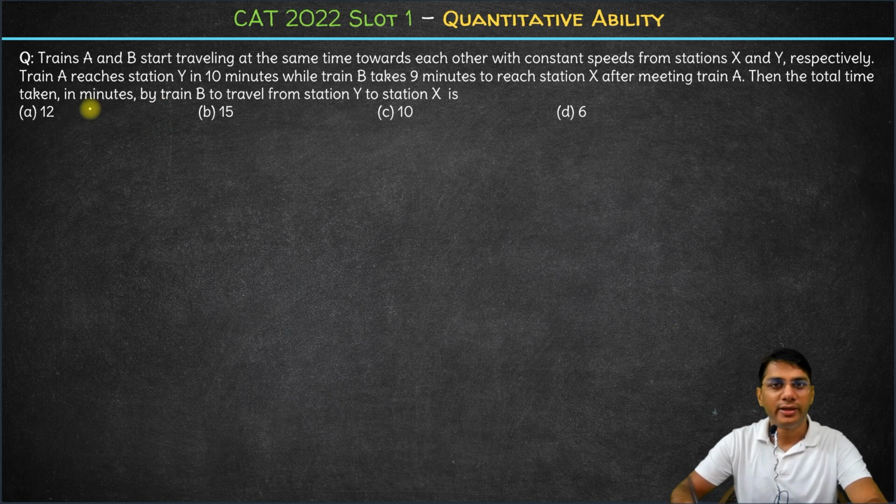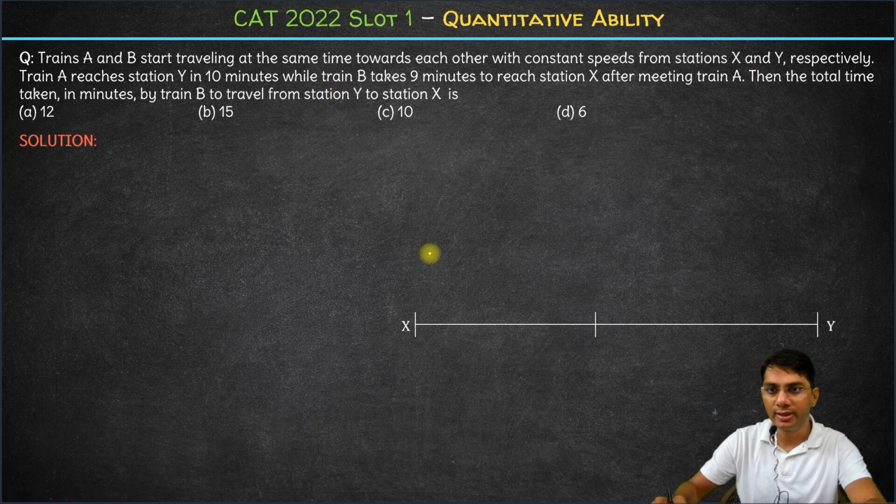Hi. So here we have a very standard question for time, speed and distance. You have trains A and B, they start traveling at the same time towards each other with constant speeds from stations X and Y. Okay. So you have stations X and Y. Two trains go from X and Y respectively towards Y and X respectively, right? And they meet at a certain time.